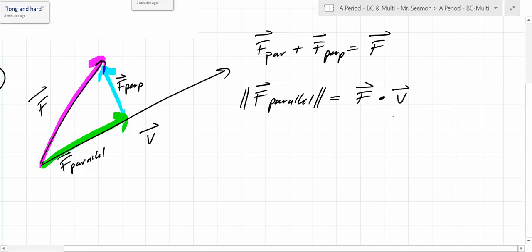The dot product of what? F times the unit vector of V. The magnitude here is this dot what? The unit vector of V. What do you think, everybody? Is it the unit vector or is it V itself? Because does it matter?